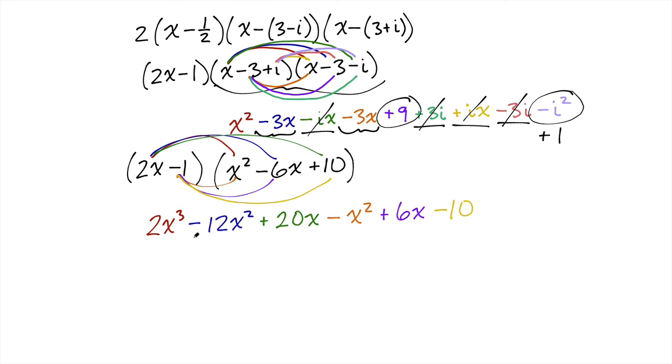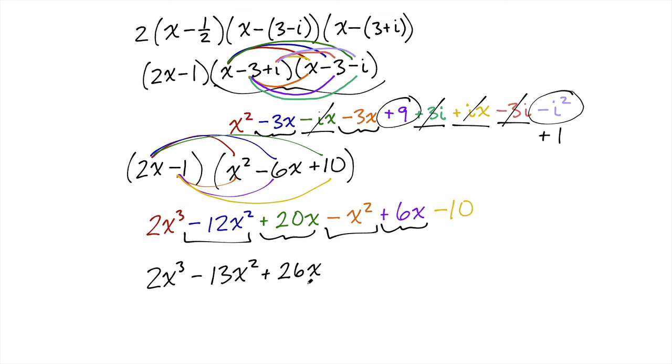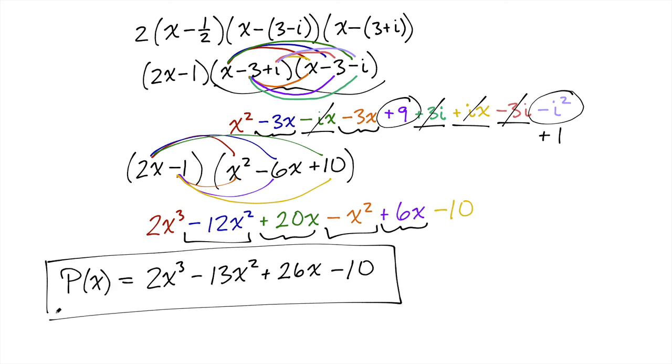So now we can go ahead and combine some like terms. I've got this x squared here and x squared there. So my 2x cubed out front, combining those two, I get minus 13x squared. And then I've got this x term and this x term. 20x plus 6x is plus 26x. And then finally I've got my minus 10 at the end. So there's my polynomial p of x that has integer coefficients and the given zeros.